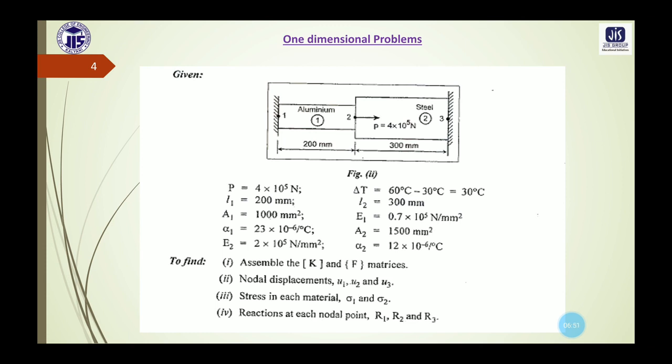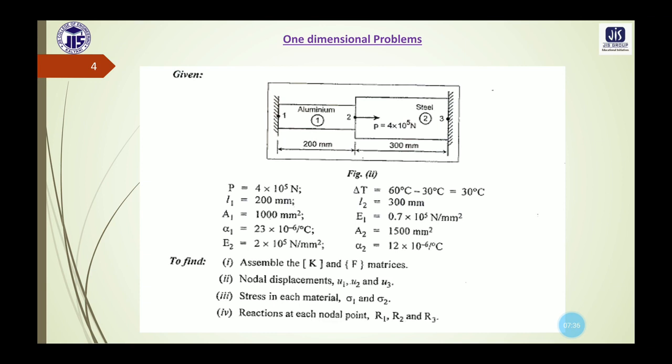Next, the other parameters which are given in this numerical: P is given as 4 into 10 to the power 5 Newton, and L1 and L2 are given as 200 and 300 millimeter. Then A1, E1, alpha 1, E2. That means the area, Young's modulus, and the coefficient of thermal expansion for these two different elements are given here. And the delta T is 60 degrees centigrade minus 30 degrees centigrade, so ultimately it is 30 degrees centigrade.